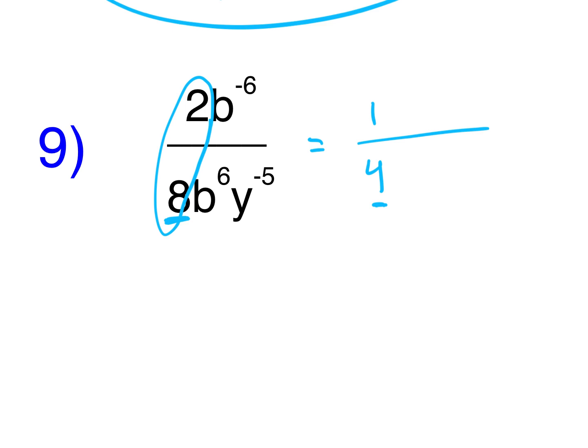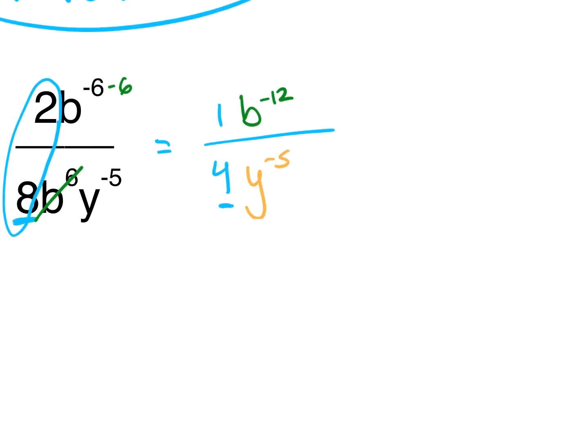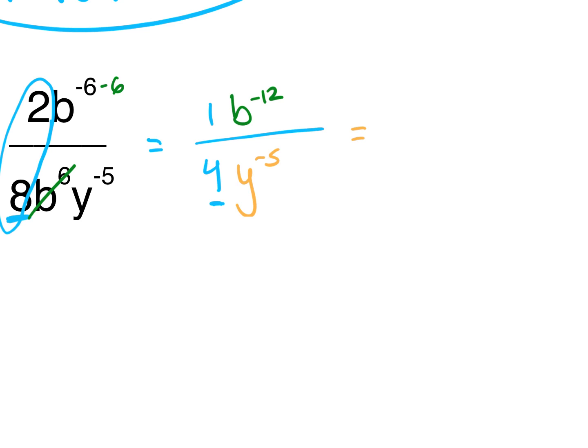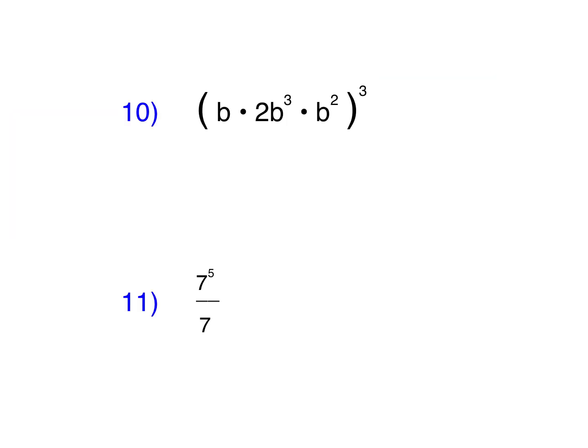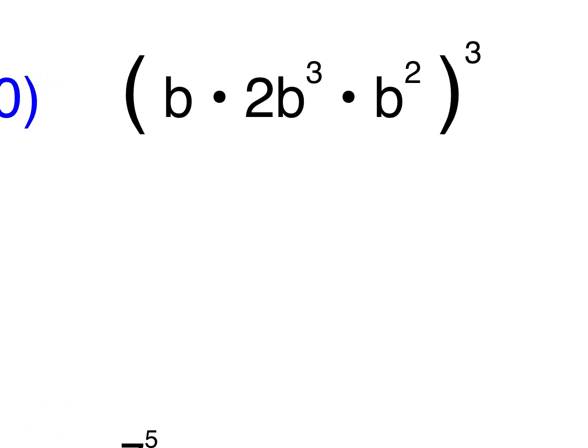Now let's combine the b's. How would we combine the b's? Subtract. Negative 6 minus 6 would be what? Negative 12. So b to the power of negative 12 on top. And we don't have anything to combine with the y, so we just leave that on the bottom. Y to the power of negative 5. We don't like negative exponents, so what do we need to do? Awesome. I'm going to move the b^12 to the bottom, and then also move the y to the top to make it positive. So we have y to the 5th power on top, and 4b to the 12th power on the bottom.